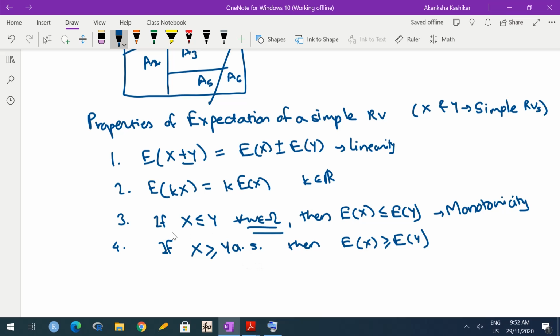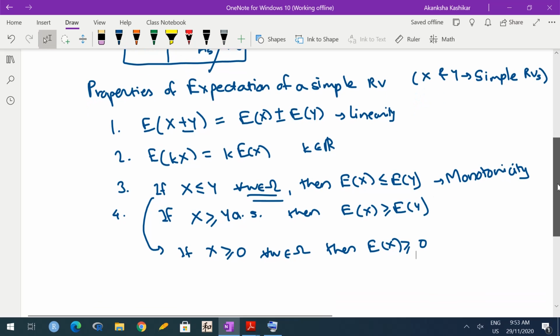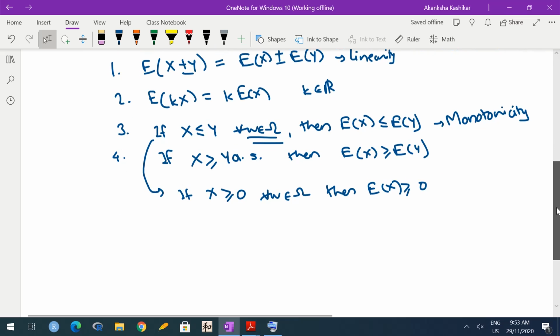Instead of this third property, we can also consider a modified version. If X is greater than or equal to 0 for every omega in omega, then expected X is also greater than or equal to 0. That is, for a random variable which takes only non-negative values, expectation cannot be negative. Let us try to go through the proofs of each of these. So first, let us try to prove linearity.